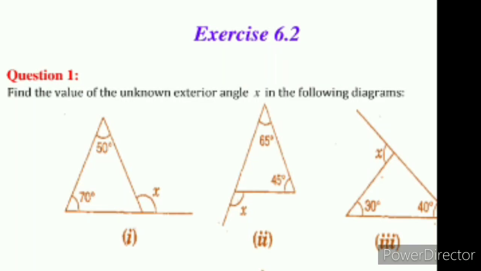Good morning, students. Today in class we are going to discuss exercise 6.2 of the chapter Triangle and its Properties. In this exercise onwards, we are using the properties of triangle. To solve the problems of this exercise, we are going to use the exterior angle property of triangle. What is an exterior angle? The angle formed outside the triangle. What is that exterior angle property? Let's watch a video to know about the exterior angle property of triangle.